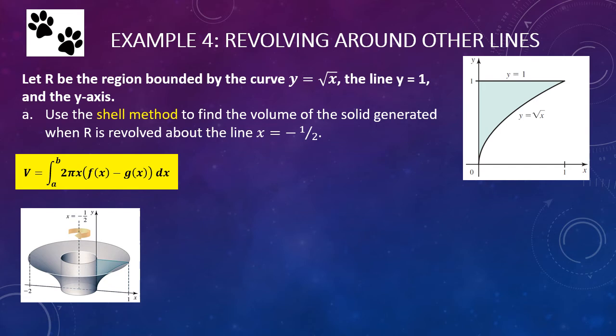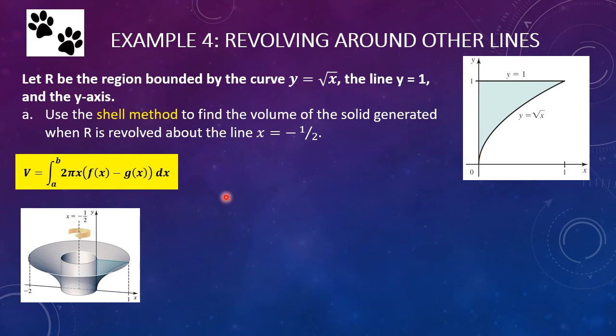Let R be the region bounded by the curve y equals the square root of x, the line y equals 1, and the y-axis. Part A, use the shell method to find the volume of the solid generated when R is revolved around the line x equals -1/2. So our line of revolution is actually x equals -1/2. It's the vertical line, half a unit to the left of our left boundary here.